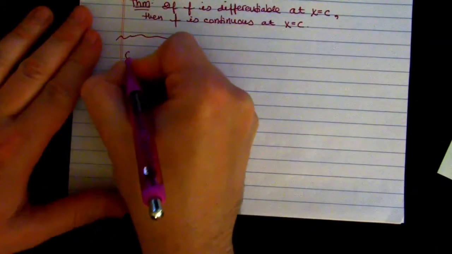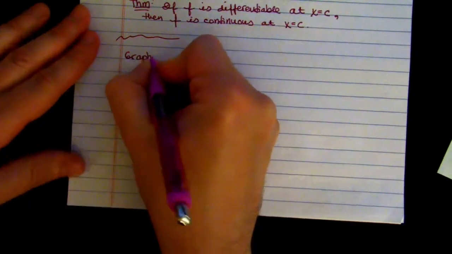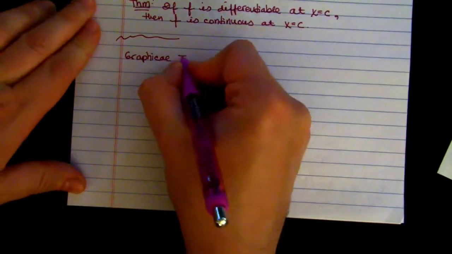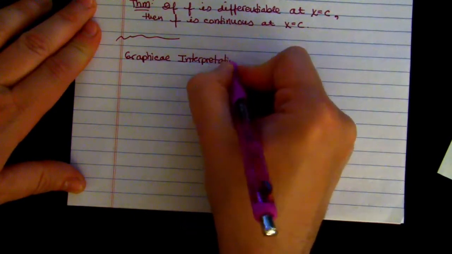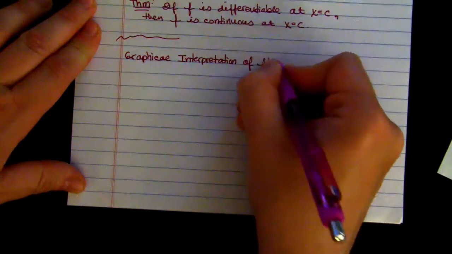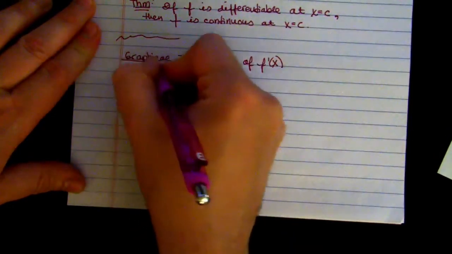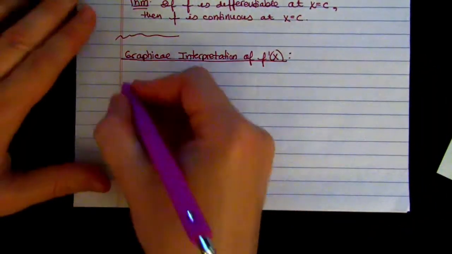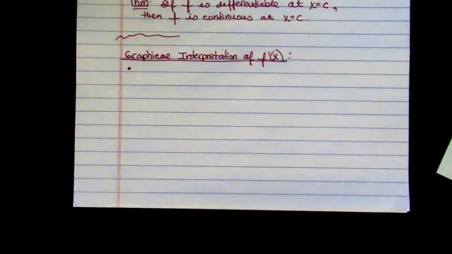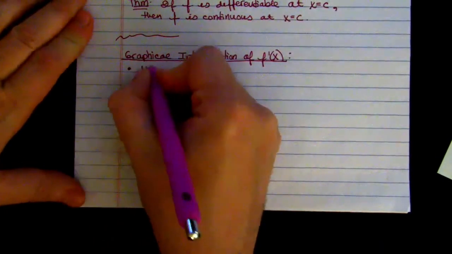So let's call this next section graphical interpretations of f prime of x. How can we understand the graph of f prime of x? First of all, f prime of x is a graph whose y values represent the slopes of the original function f of x at various x values.